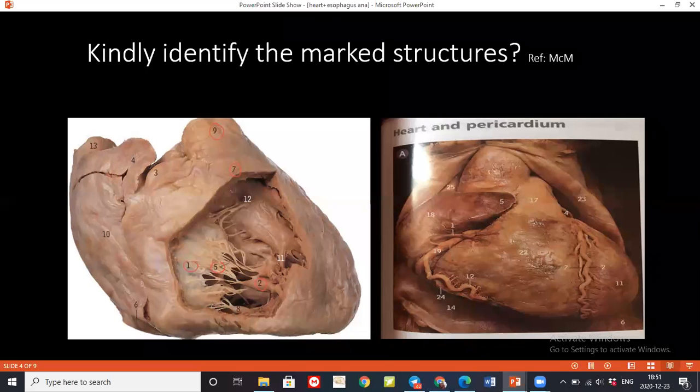Okay, number 5 here. Can you see number 5? 5 is the chordae tendineae. Yes, 2, please. This is the papillary muscle. Which vessel is this? This is the great cardiac vein. Yes, 7, this is the great cardiac vein. 2, this is the anterior descending interventricular artery.